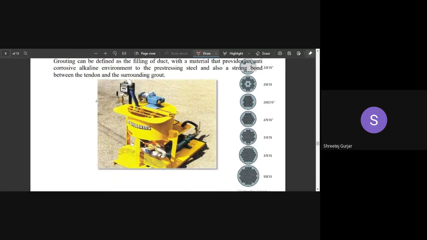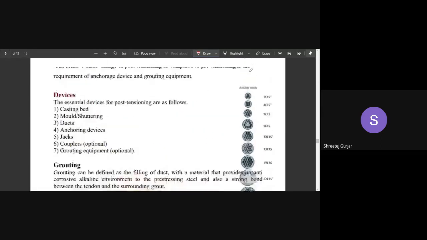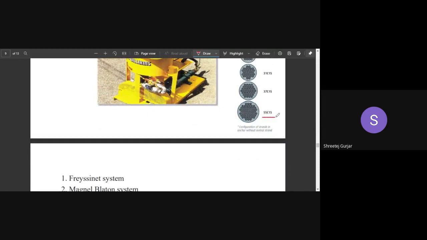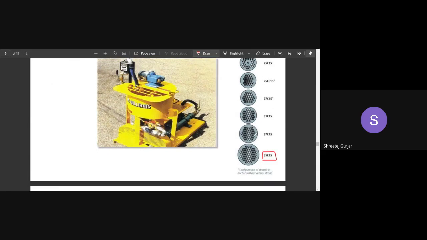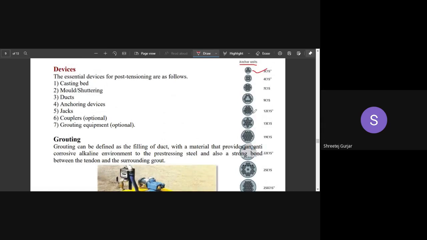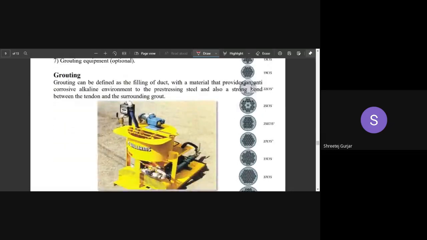So this is how your grouting machine looks. Just an example of how a grouting machine looks. On the right side, you can see anchoring units, and various ways in which you can have your anchorages. It starts with three tendons and goes up to 55 tendons, with various arrangements of tendons. Depending upon your design, loads and stresses, various types of arrangement can be done in this fashion.